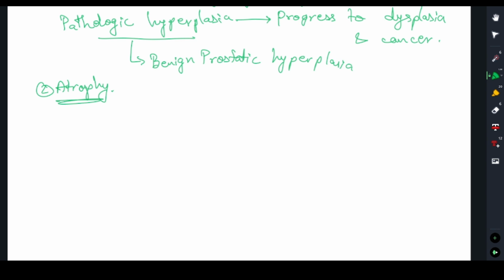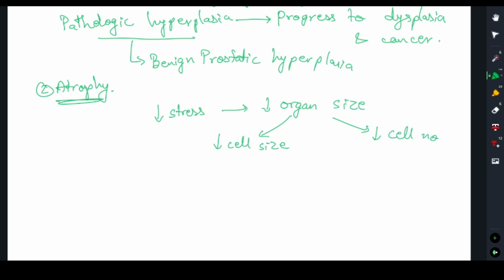So what happens in atrophy is, before, we discussed that there was an increase in stress which led to an increase in the organ size, but in atrophy we have a decrease in stress which will lead to a decrease in organ size. Now again, how will you decrease the organ size? Either you can decrease the cell size, right, or you can decrease the cell number. Now, to decrease the cell number, you will have to kill the cells, and that is known as apoptosis, programmed cell death, right? So apoptosis is the way to decrease the cell number.